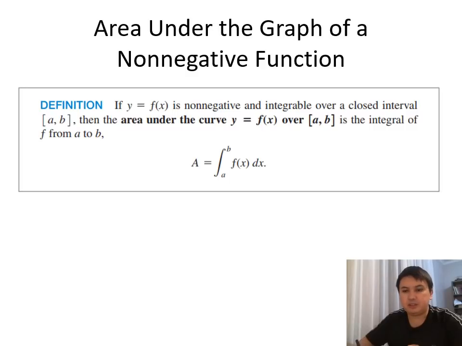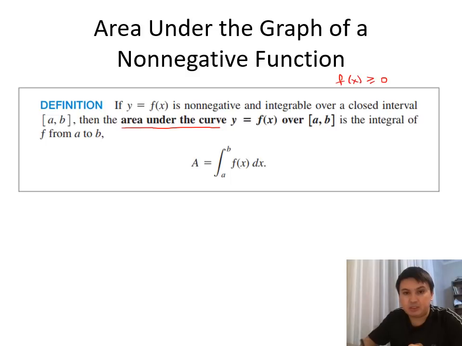Area under the graph of a non-negative function. So here's the definition. If my f of x is non-negative, which means f of x is greater than or equal to 0 over the closed interval ab, then the area under the curve of y equal to f of x over ab is nothing but the definite integral from a to b of f of x dx, right? So this is a definition, but why does this definition really make sense? Why does it make sense?